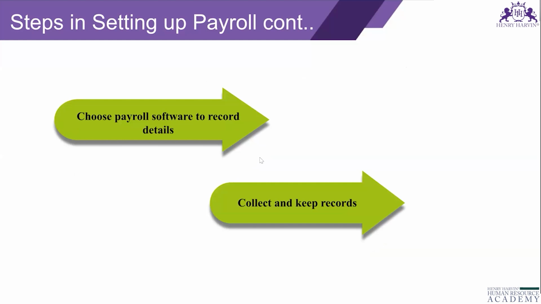Choose payroll software to record details. Which payroll software should be used is a company decision based on their requirements and convenience. Collect and keep payroll records. Tell HMRC about your employees. Collect and keep records means we take the details of the employees from the HR team and keep them. Tell HMRC about your employees: this is the FPS that we run every month, and the EPS.